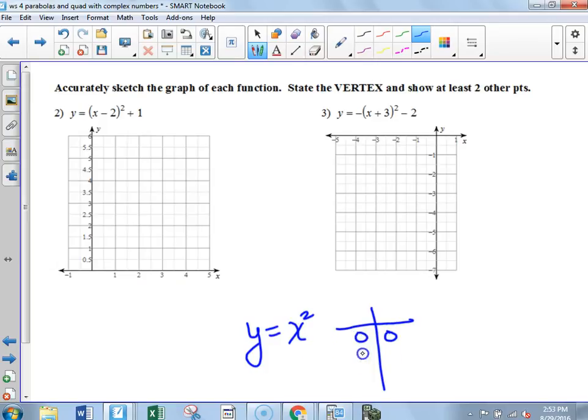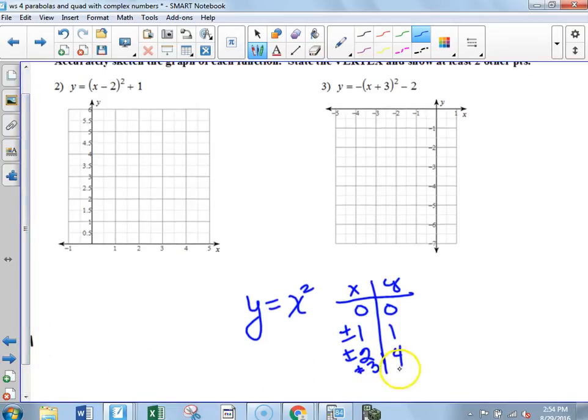Everybody good? When I go out 1 to the left or the right, what happens? Yeah, when I square it, I still get 1, right? Up 1. All right, if I go to the left or the right 2, what happens? When you square it, you get 4. And if I did 3, kind of out of room here. Okay, I want you to keep that in mind because that will determine points for us off of the vertex without using our calculator.